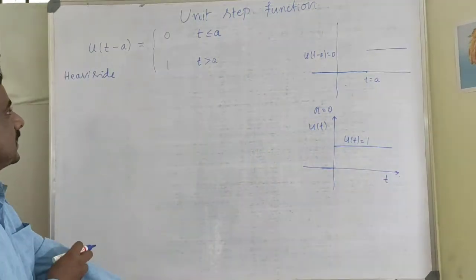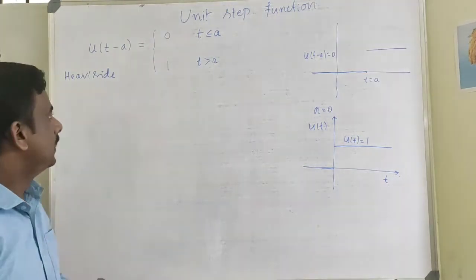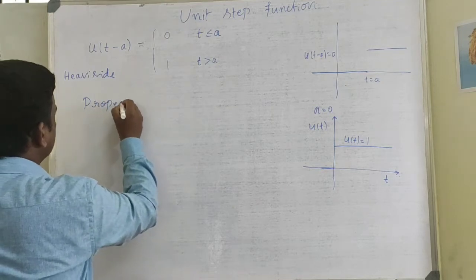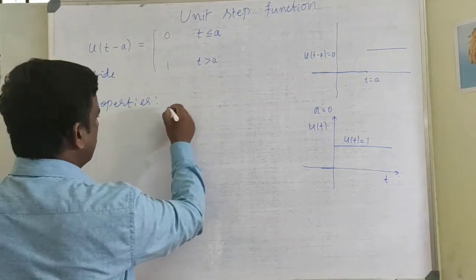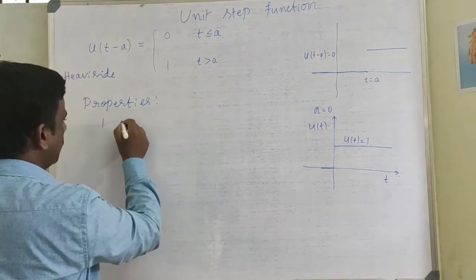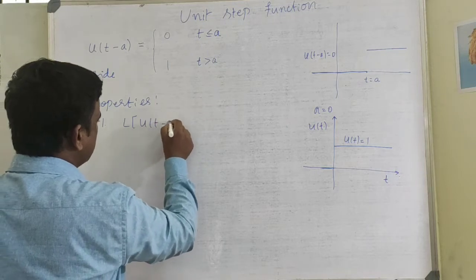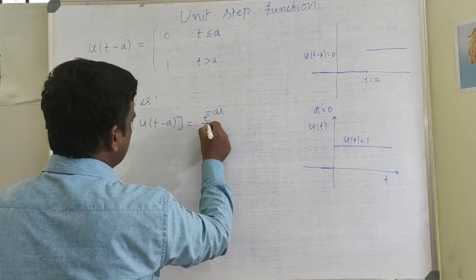So this is the unit step function. Now we are going to discuss some of the properties and problems on unit step function. So properties. Three important properties we are going to list here. One of the properties, that is the most basic one: the Laplace transform of u of t minus a is e power minus as by s.